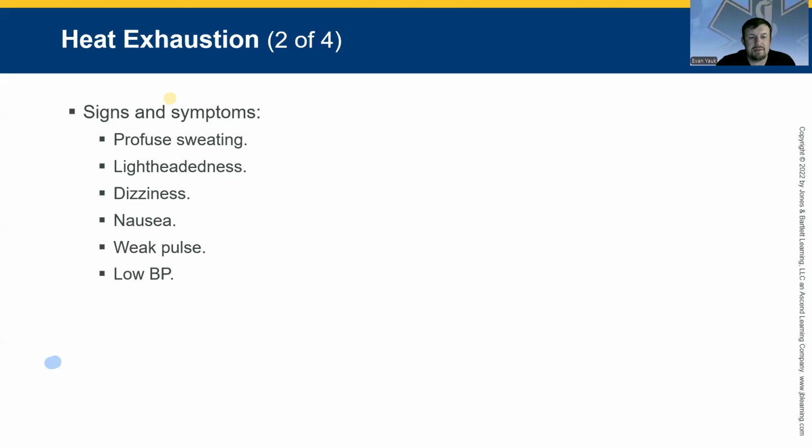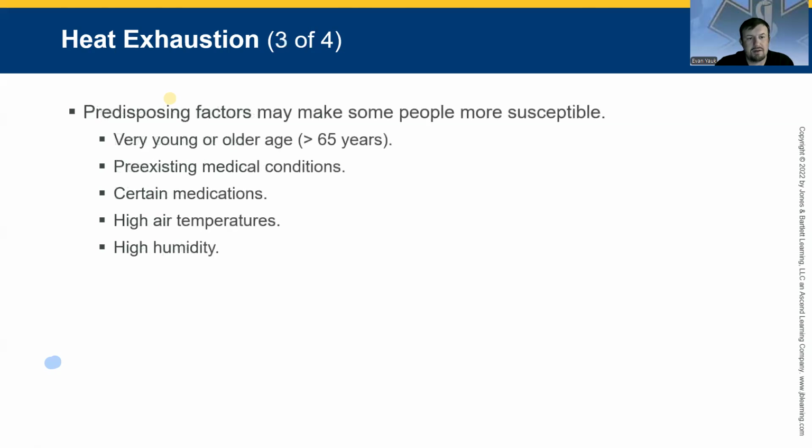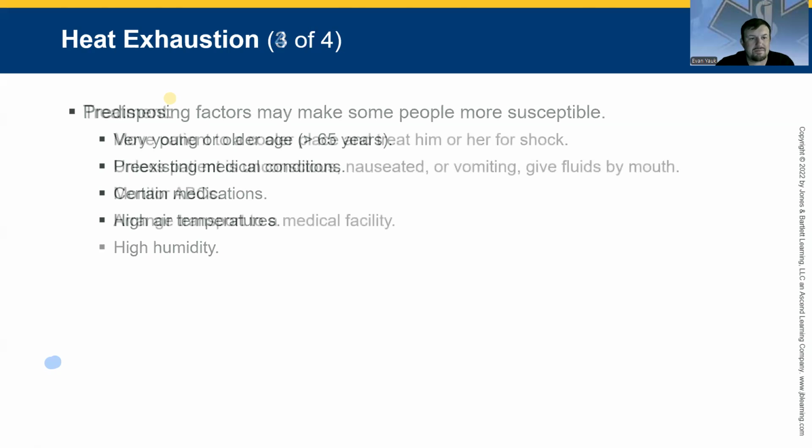If we get called out to this, we can ask these questions. You can tell the clothing will be wet from sweating. Hey, have you been dizzy? Do you feel lightheaded? I like to ask if they have blurry vision. Do you feel sick? These are all the things we really need to look for. Predisposing factors may make some people more susceptible. If you're very young or over 65, this can affect you more drastically. Pre-existing medical conditions, certain medications, high air temperature, high humidity.